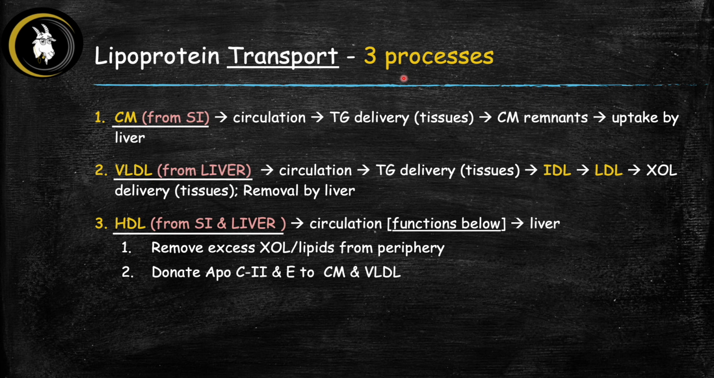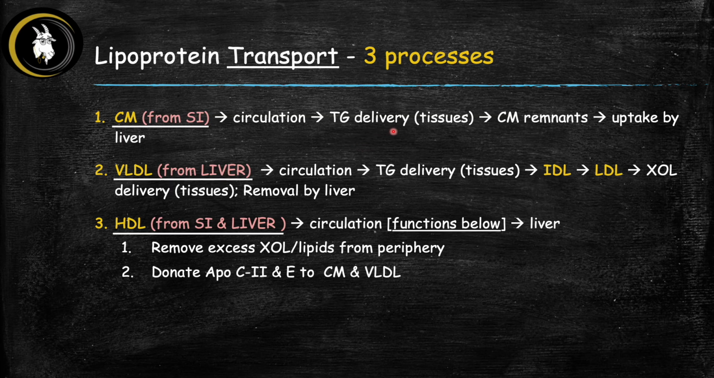All right, so that was a basic introduction to our 5 lipoproteins. And so the next thing is now to learn about these processes that they're involved with and the way that they're going to transport it. Basically, you can break it down into 3 processes that are happening at the same time. So the first one is the chylomicron transport. Remember that this is being secreted from the small intestines into the circulation.